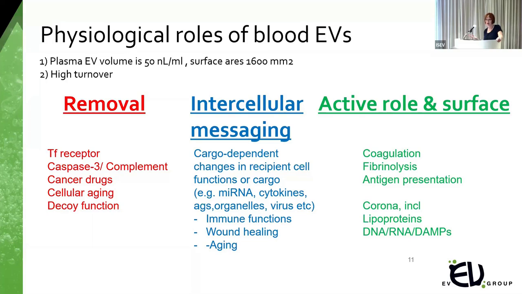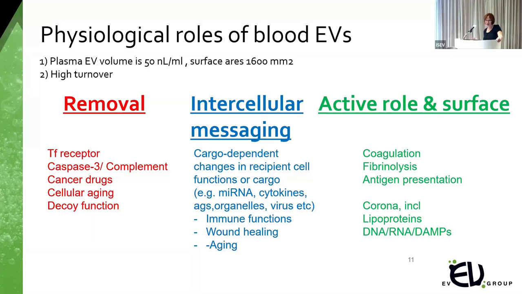And why the latter? Because the total volume of the EVs per ml of plasma is very small, but actually the surface is very large. And if we take into account the high turnover that we will soon hear about in this meeting, we can think that the surface role is much more important than we have considered so far.